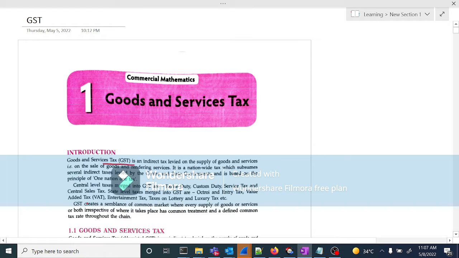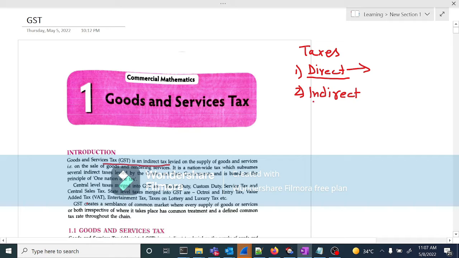Goods and services tax is an indirect tax, right? So to start with, we have taxes. Taxes are of two types. One is direct tax, the other is indirect tax. So what is direct tax? Direct tax is our income taxes which we pay directly to the government, right? So that's why it is called direct tax. Income tax is there, we pay income tax directly to government.